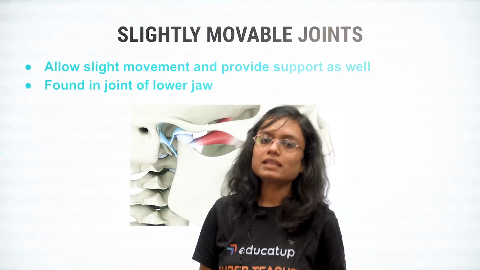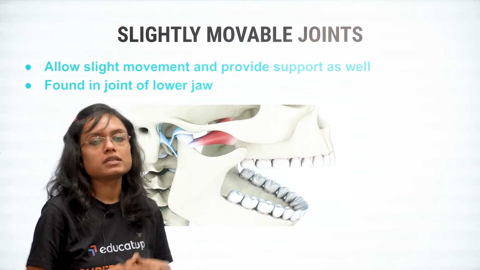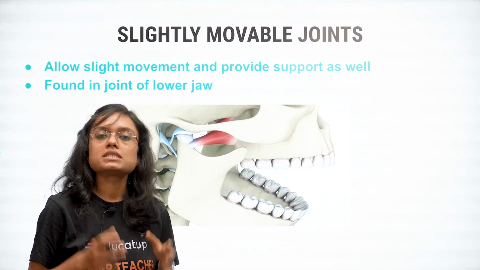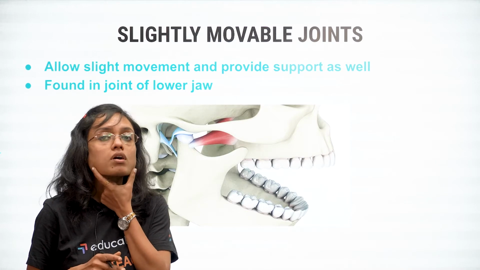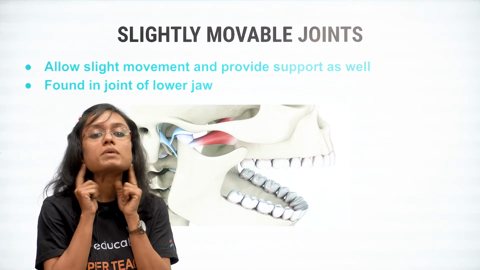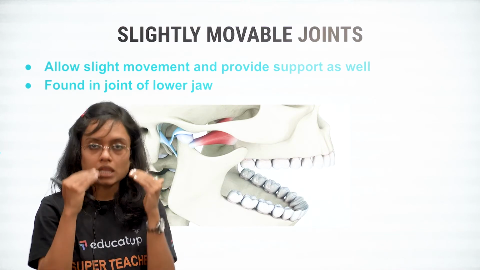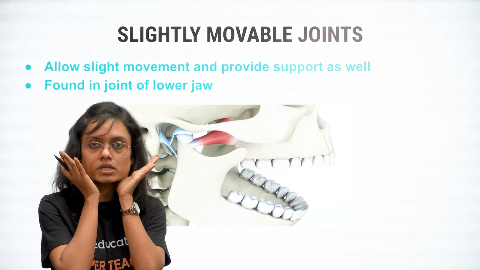Okay, now slightly movable joints. Now slightly movable joints allow movement, slight movement, that means very little movement is allowed, and they basically provide support and protection. They are found in joint of lower jaw. Here this lower jaw that is attached is a slightly movable joint, meaning it allows one type of movement for us to speak, but there is not too much movement. It provides a support as well.